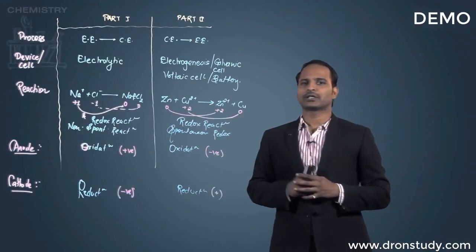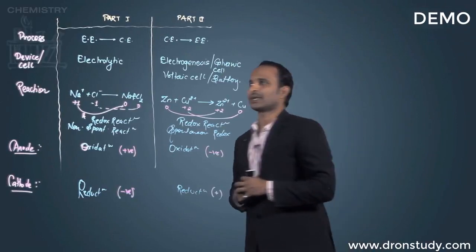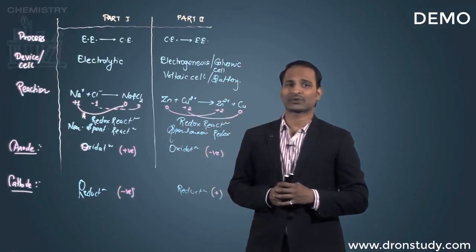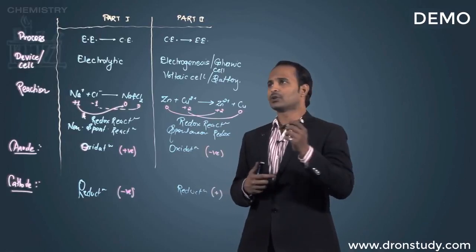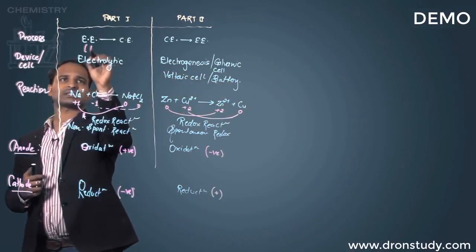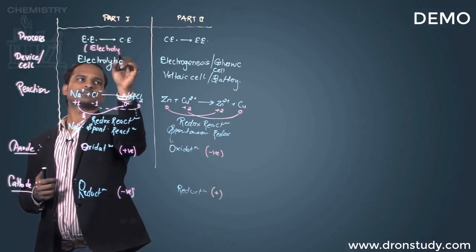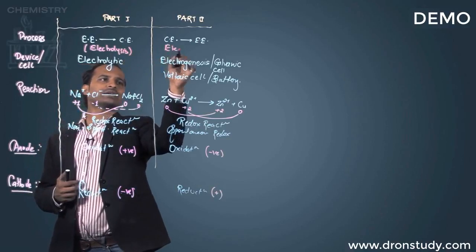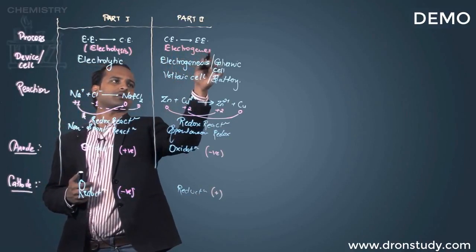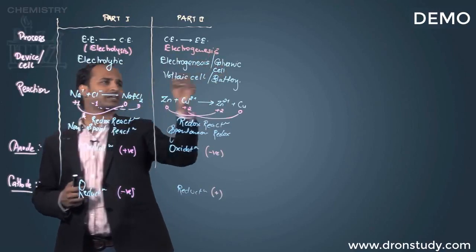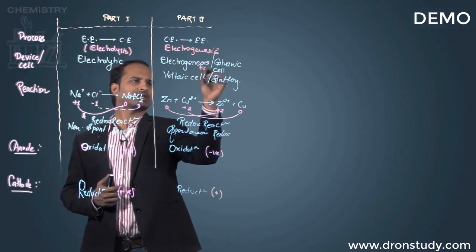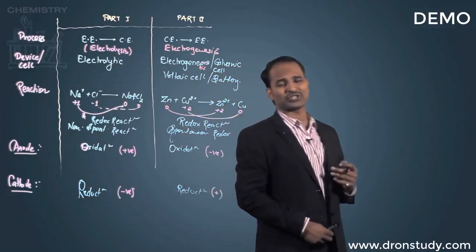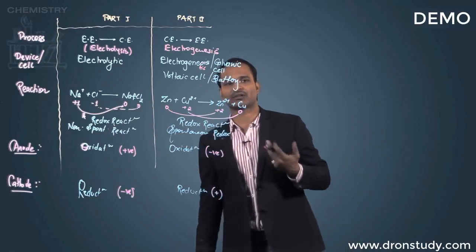After the difference, now let's start with the first part, that is electrolysis. In electrolysis, the electrical energy is converted into chemical energy, and the device is called an electrolytic cell. So this is the name of the process, electrolysis, and this is called electrogenesis. When I say it's a device name, then it's not electrogenesis, it's an electrogenetic cell. So electrolysis means electricity is consumed. Electrogenesis means electricity is generated.